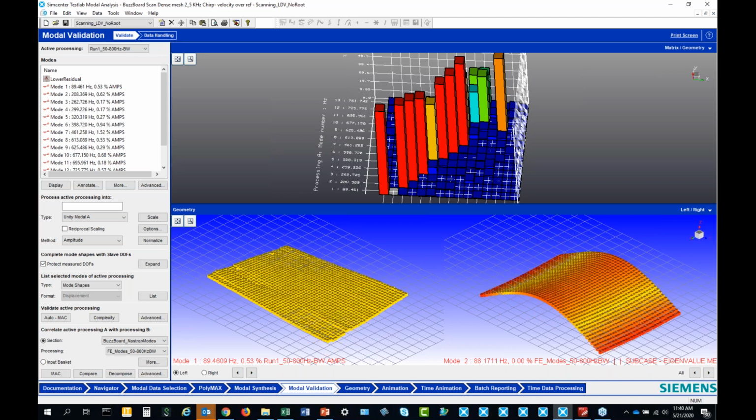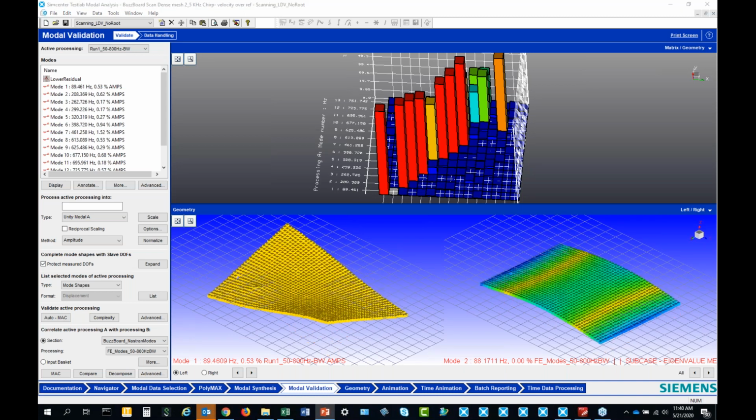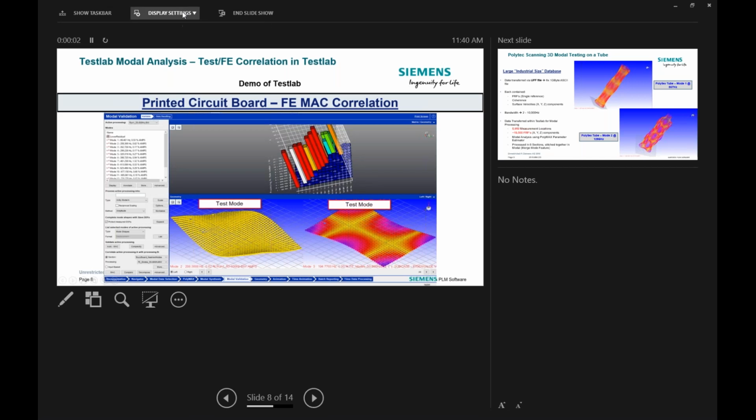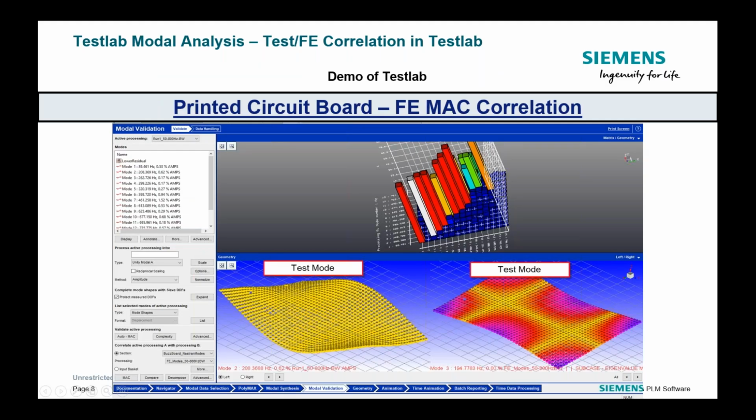Okay, let me switch back to the presentation mode and switch my displays and turn my pointer back on. Okay, so that's that.